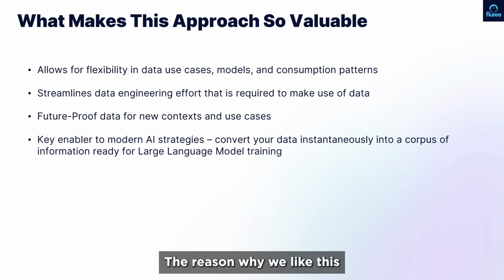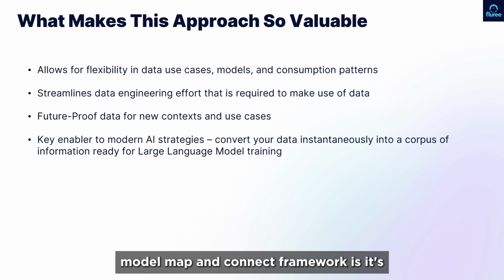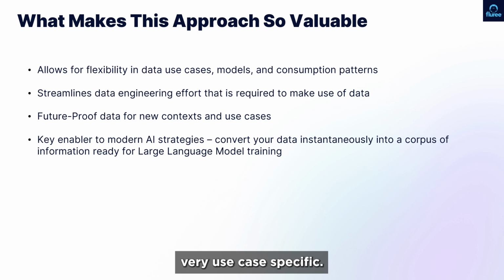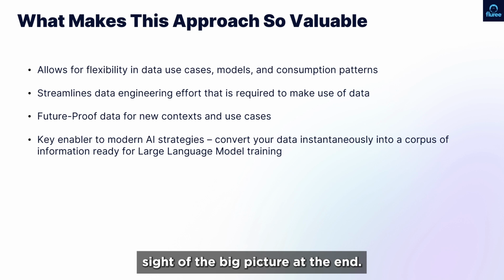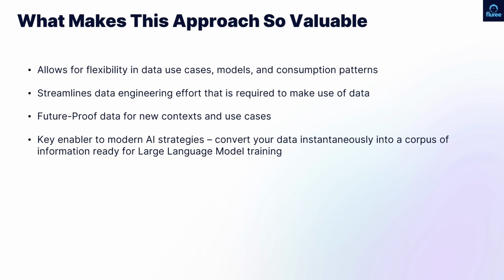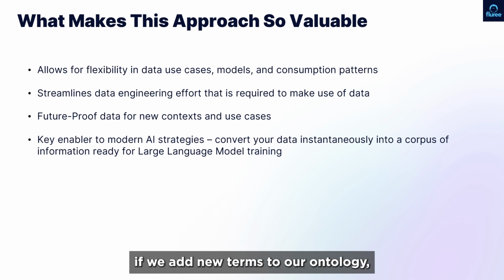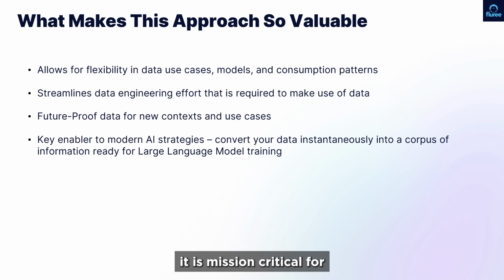The reason why we like this model, map, and connect framework is it's very use case specific. It allows you to derive some quick wins without losing sight of the big picture at the end. It is a very future-proofed process so that if we change the ontology, if we add new terms to our ontology, it's very easy for us to extend and reuse a lot of the work that we've already put into it. And as you mentioned, it is mission critical for some of these new use cases that depend on passing information in a rich semantic way to agents that know how to read this data.